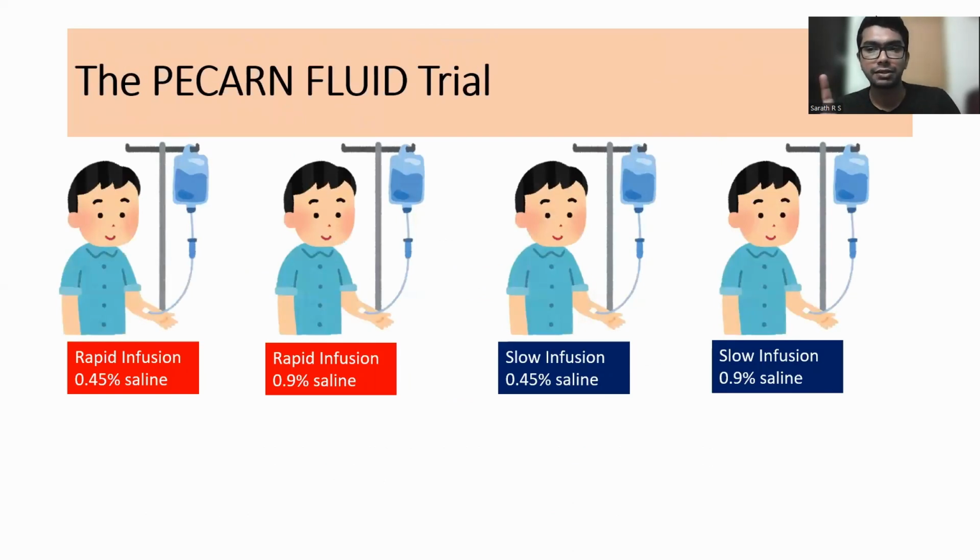In the PECARN fluid trial, the study population was divided into 2. In one arm, the investigators gave rapid infusion for DKA correction. In the other arm, they gave slower infusion of fluids for DKA correction. They subdivided each arm into two, and for one group they gave half normal saline, and in the other group they gave normal saline. So they have four categories of study population. One, rapid infusion with half normal saline. Second, rapid infusion with normal saline. Third, slow infusion with half normal saline. Fourth, slow infusion with normal saline.